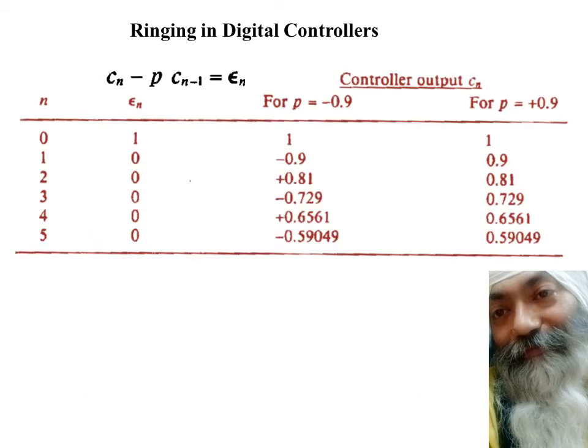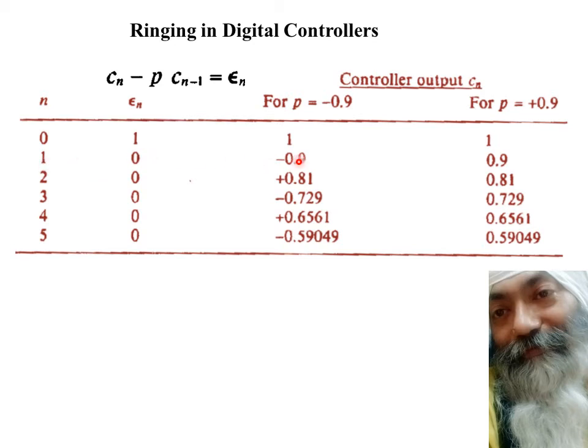As we had discussed in the previous slide, for p equal to minus 0.9, applying this equation, you can make use of your copy and pen or pencil, pause the video and see whether you can verify this table or not. At n equal to 0, epsilon n is equal to 1 and vanishes thereafter because it's only a unit impulse, and for that we got Cn equal to 1. This Cn equal to 1 in the next step becomes Cn minus 1, and then we calculate the value of Cn, and you will get minus 0.9.